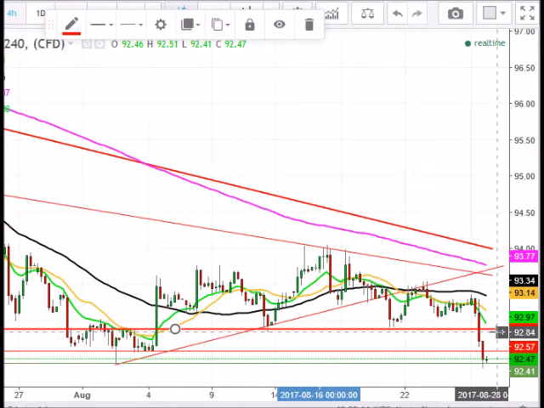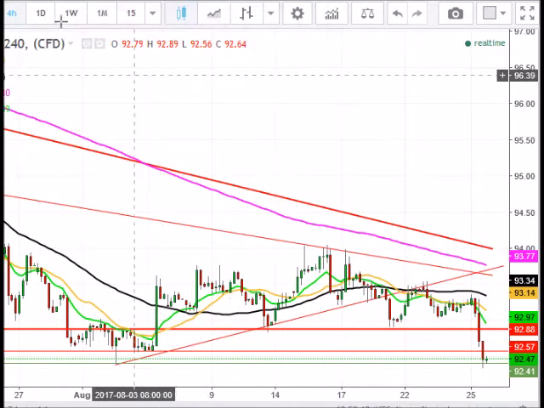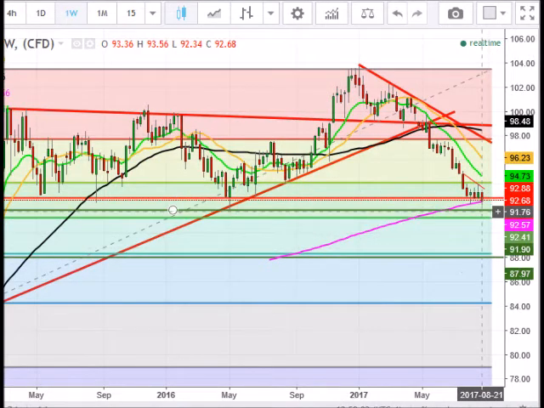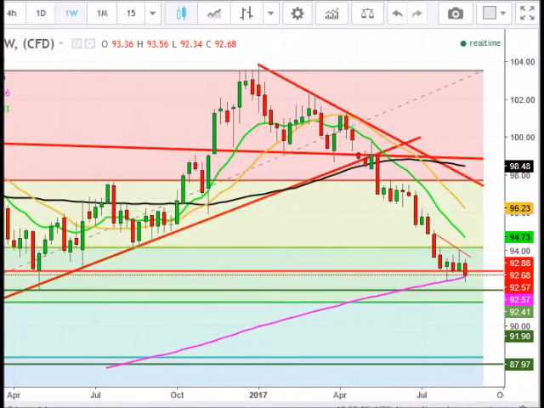And if we happen to fail to get back above that, then going back to this weekly view, you can see that that's when everything comes into play, where that will be a failure to get back above this 200 on the weekly time frame.